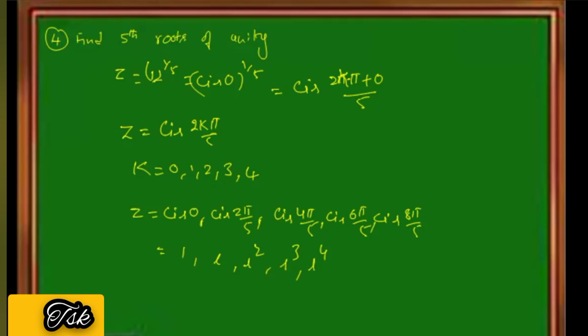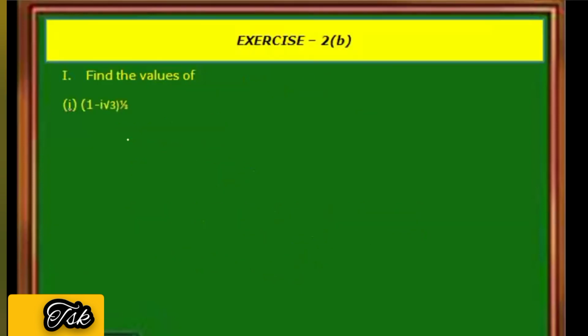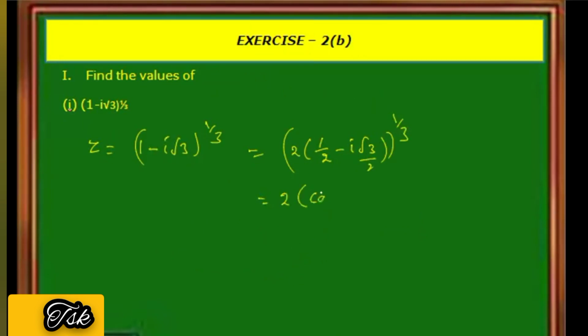Right. Now we'll go to exercise 2b. Find the values of this. Given z is equal to (1 minus i root 3) whole to the power of 1 by 3. This can be written as 2 into (1 by 2 minus i into root 3 by 2) whole to the power of 1 by 3. That is 2 into (cos pi by 3 minus i sin pi by 3) whole to the power of 1 by 3.